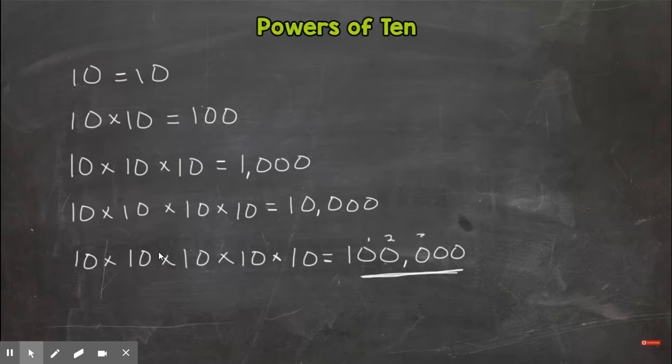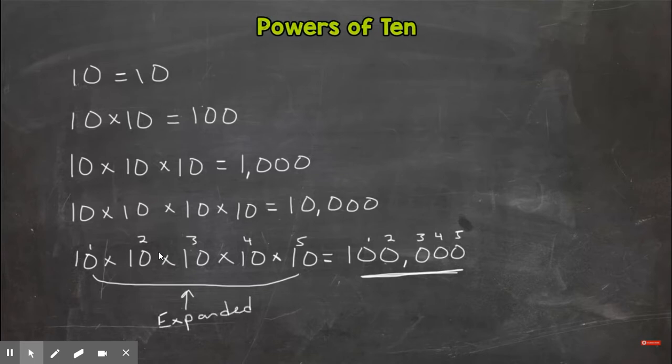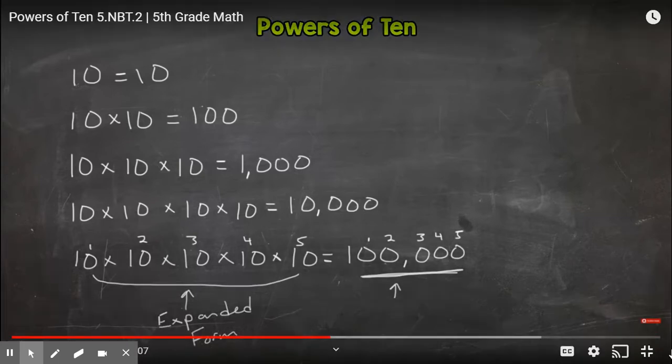1, 2, 3, 4, 5. How many 10s did we multiply together here? 1, 2, 3, 4, 5. It matches exactly. This right here, when we expand our 10s out, we have 5 10s there. We can call that expanded form for our powers of 10. Expanded form. This right here, where we write out our numbers, 10, 100, 1,000, 10,000, 100,000, is just standard form.